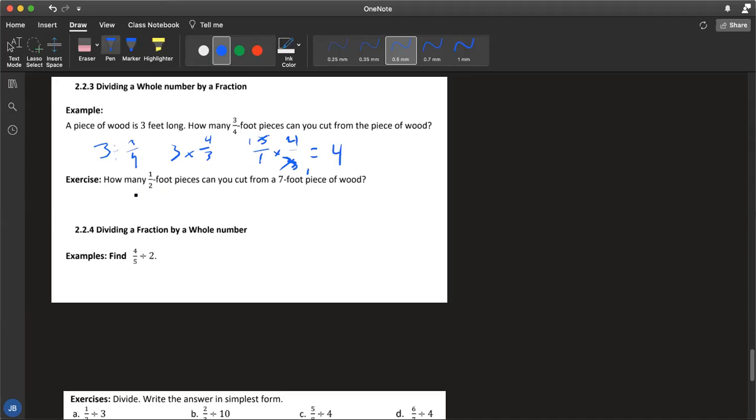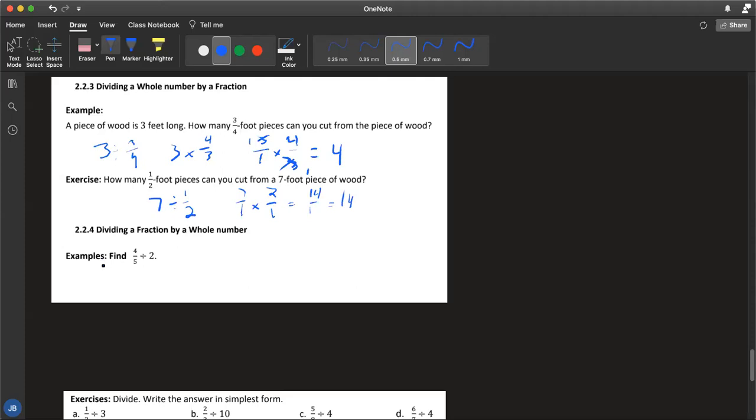So this one, how many 1/2 foot pieces can you cut from a 7-foot piece of wood? Go ahead, Jerry. 14. Perfect. So we do 7 divided by 1/2. And so 7 over 1 times 2 over 1 equals 14 over 1, which equals 14.